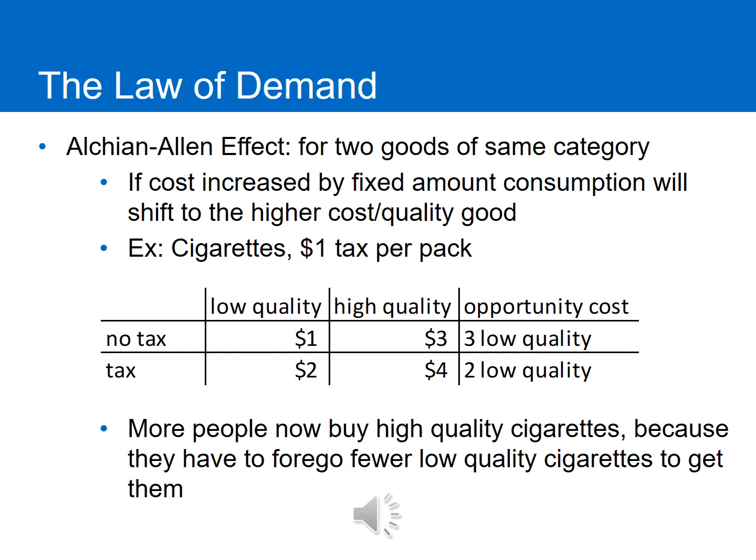But now we impose a $1 tax on all cigarettes. So now it costs $2 to purchase a low quality pack of cigarettes, and it costs $4 to purchase a pack of high quality cigarettes. So now the opportunity cost, what you're giving up for a high quality cigarette, is only $2, or 2 packs of low quality cigarettes. So now, after this tax has been imposed, people are going to purchase more packs of high quality cigarettes because it's relatively less expensive. You're giving up fewer packs of low quality cigarettes in order to buy high quality cigarettes.